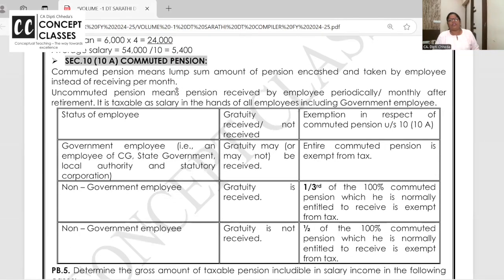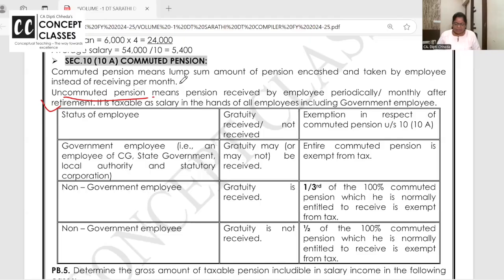Next one is pension. The day you retire, you start getting monthly pension, which is called uncommuted pension, and it is taxable for all government as well as non-government employees. Be very careful. You are retiring on 30th of November. December onwards, you will get monthly pension and standard deduction is allowed. But you got the pension in December and January. February, you said, sir, I don't want per month.